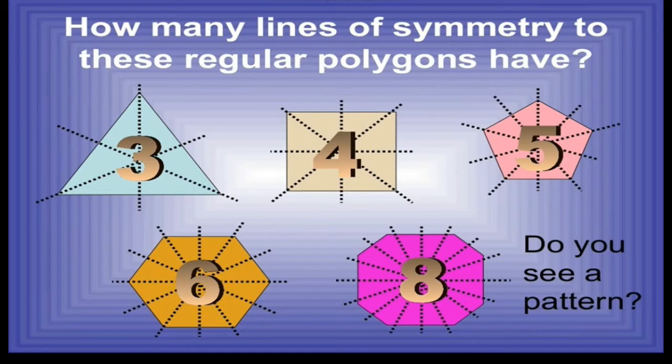How many lines of symmetry do these regular polygons have? A 3-sided figure has 3 lines of symmetry. A 4-sided figure has 4 lines of symmetry. A 5-sided regular pentagon has 5 lines of symmetry. A 6-sided regular hexagon has 6 lines of symmetry. An 8-sided regular octagon has 8 lines of symmetry.